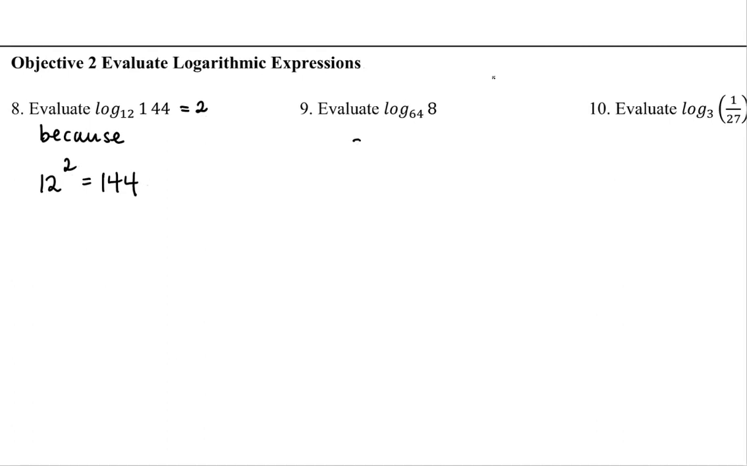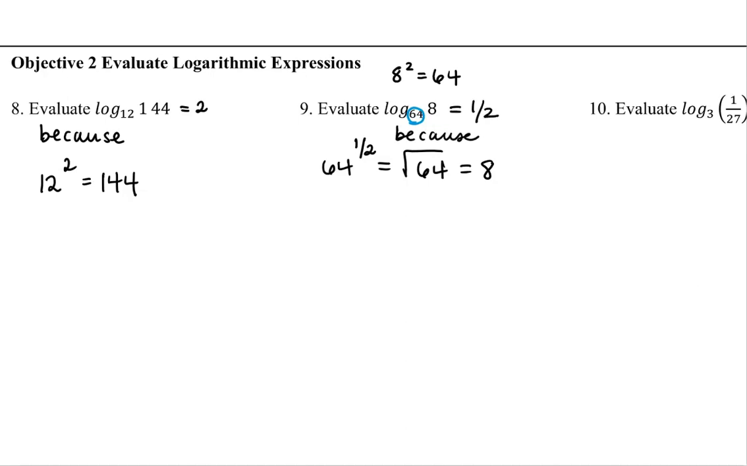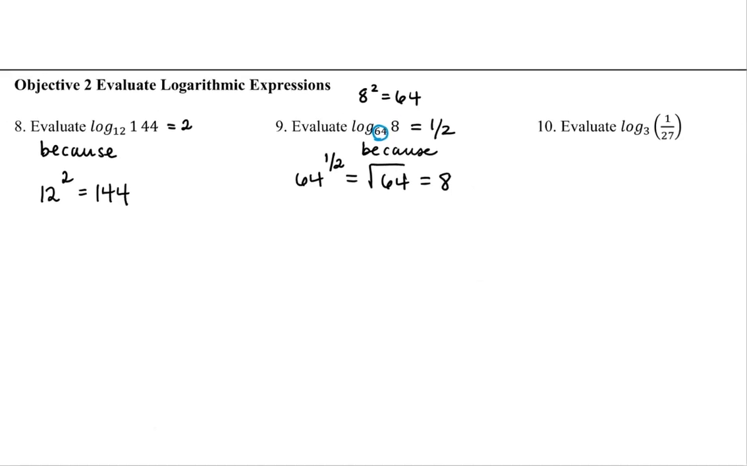So in number 9, we are looking for the exponent that goes on the base of 64 to get 8. It might be tempting to say 2, but remember, it is 8 squared that is equal to 64. But we don't have a base of 8. We have a base of 64, and the exponent that goes on 64 to get 8 is 1/2, because 64 to the 1/2 power is the same thing as the square root of 64, which we do know is 8. So log base 64 of 8 is equal to 1/2, because when you take the exponent of 1/2 and put it on 64, you get 8.